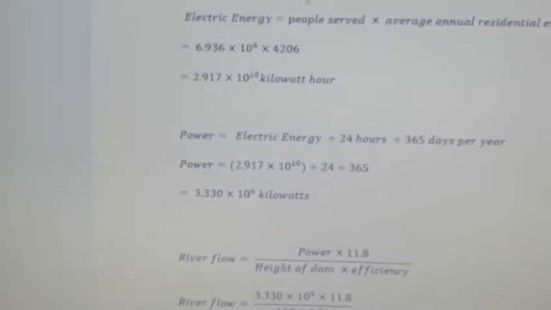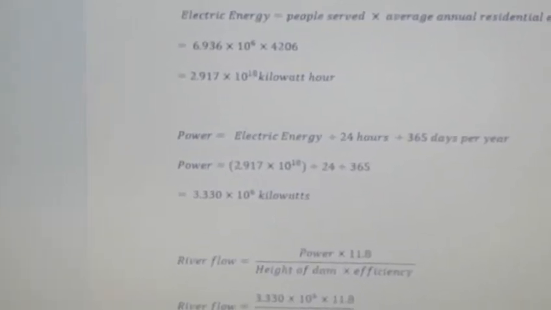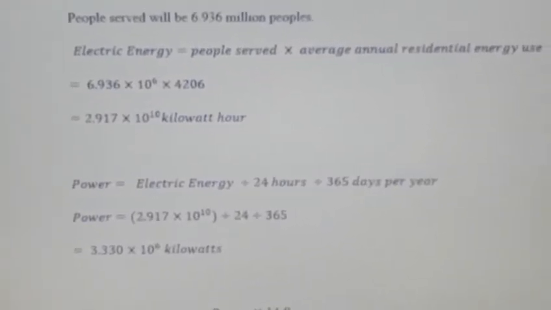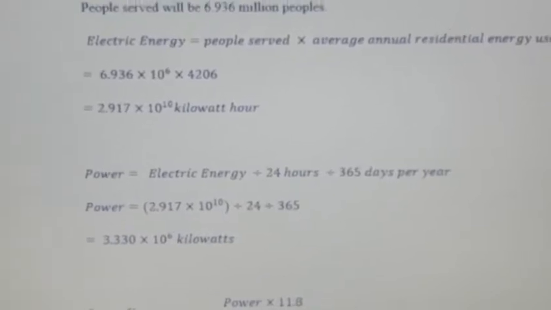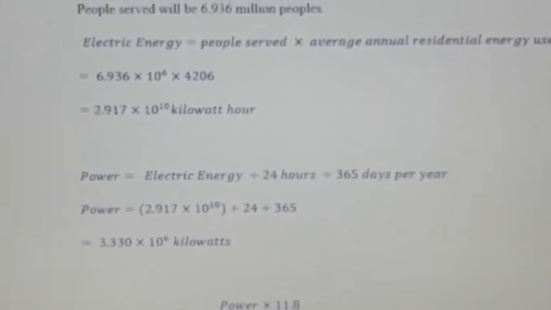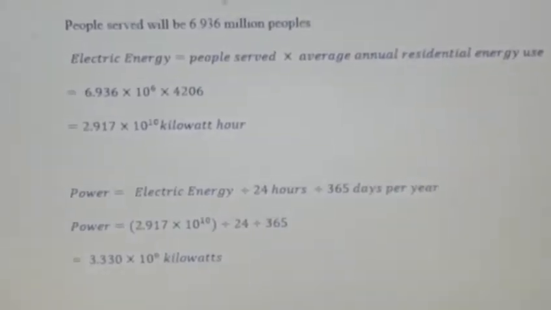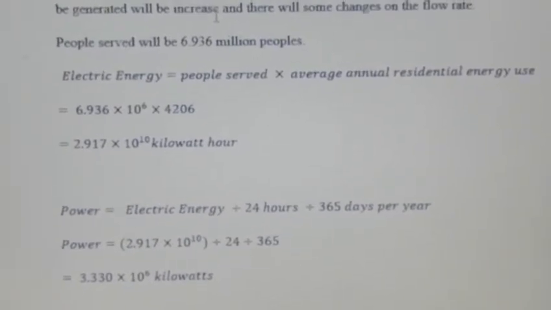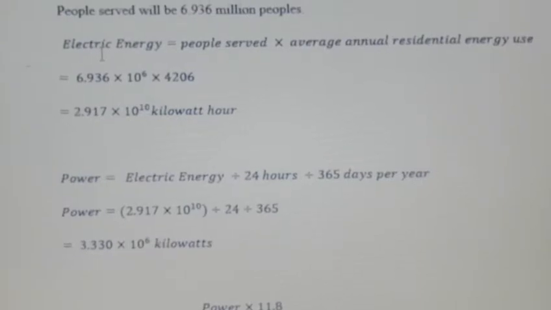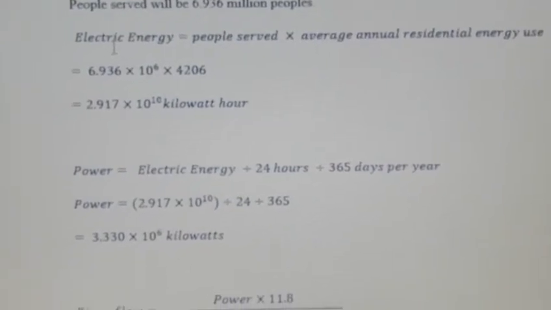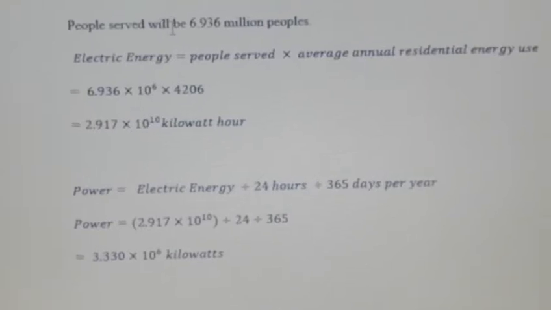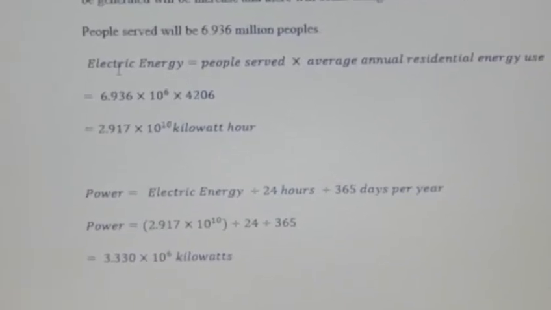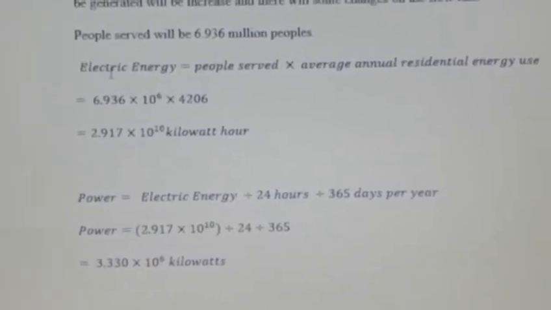Before that, we calculated that the number of people we can serve by the dam is 5.936 million people. So we are asking the question, what if the population of the area increased by 1 million? When increased by 1 million, surely the power will be increased. So in this case, the population increased by 1 million, so the people served will become 6.936 million people. Then we have to reverse the calculation to calculate the electric energy.